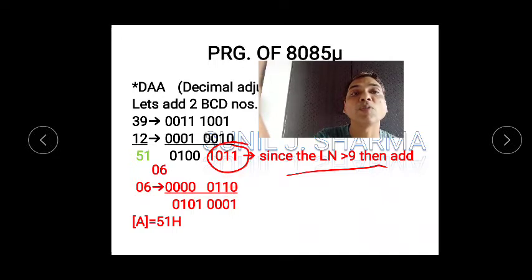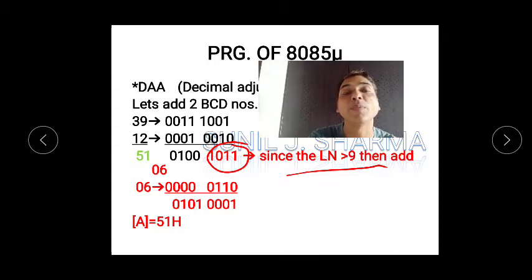Why 06? Because according to the rule, the lower nibble is greater than 9. So you have to add 06. So 1 plus 1 is 0, 1 plus 1 is 0. I think the auxiliary carry flag will be set, and this will become 5. So your answer will be 51.